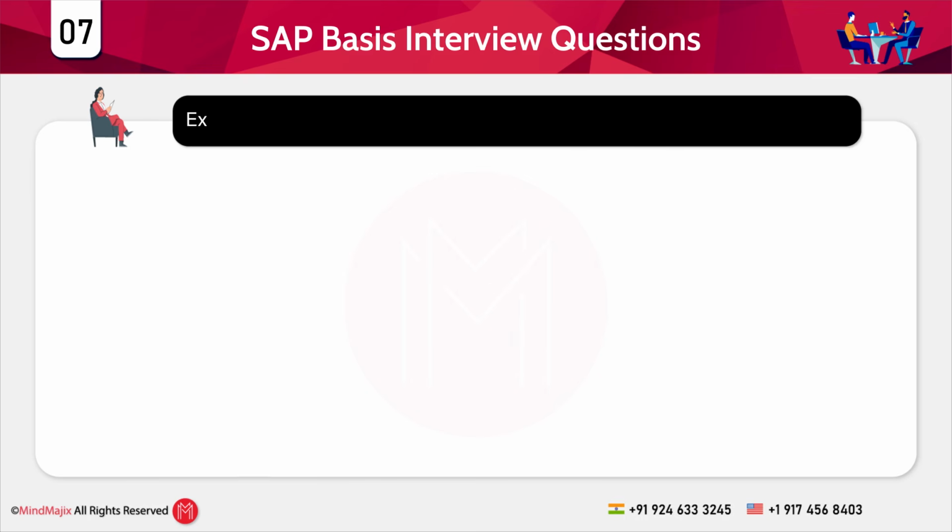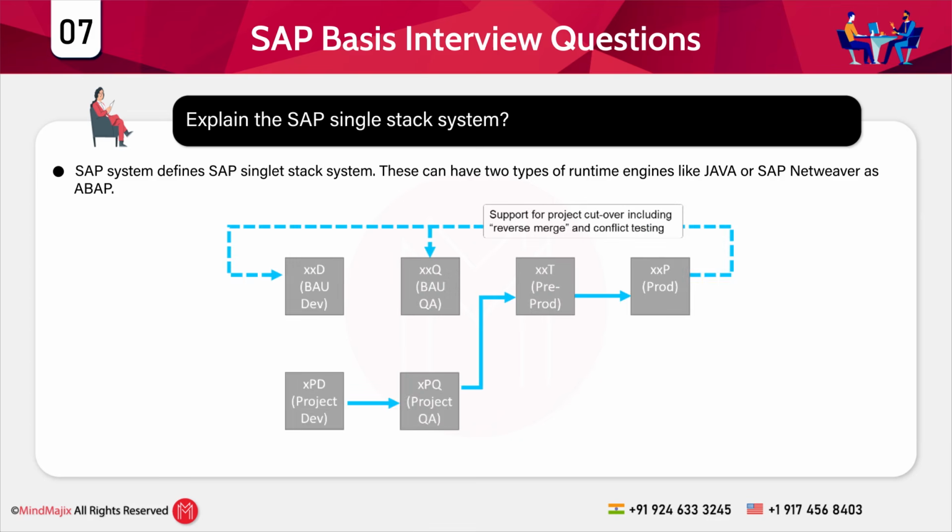The next question is explain the SAP single stack system. An SAP single stack system can have two types of runtime engines, which is Java or SAP NetWeaver as ABAP. Here an example of a Java single stack system is basically the SAP Enterprise Portal System. On the other hand, a single stack system which is ABAP is basically the SAP ERP ECC.